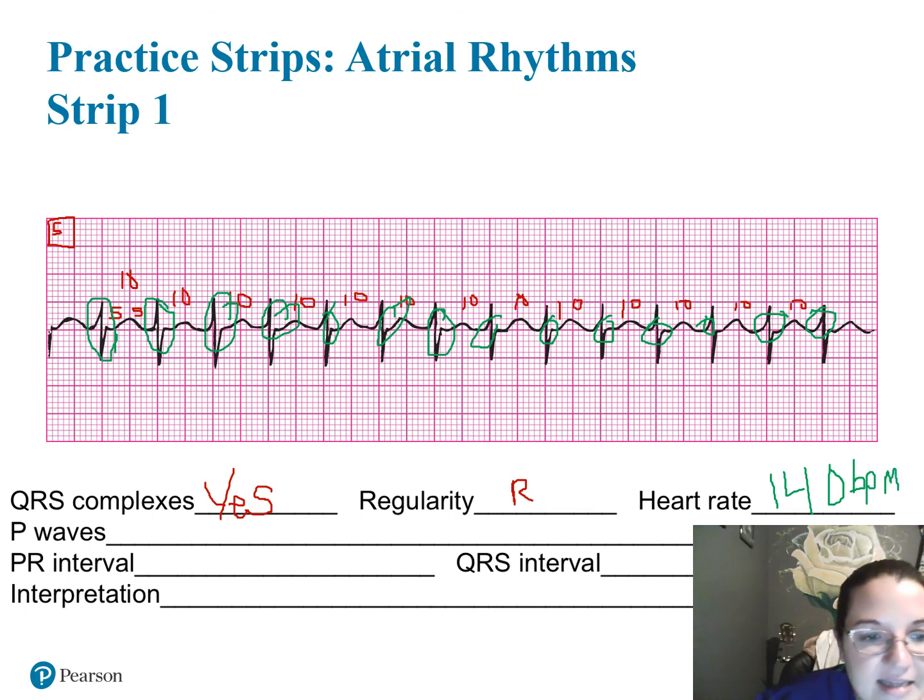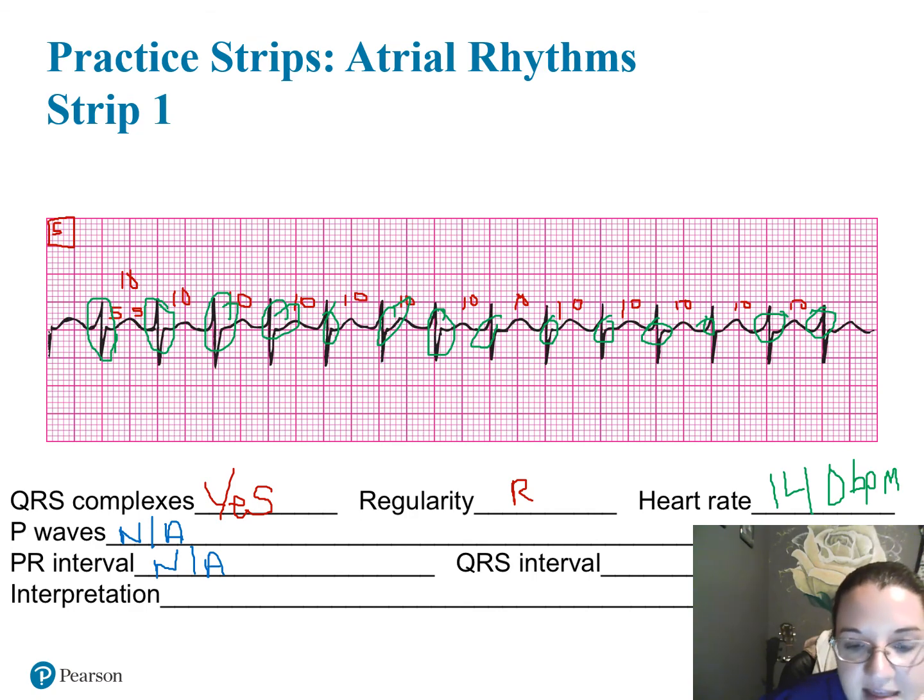Okay? Now, my next question is, do I have P waves? Well, we already know we can't tell if we have P waves, right? We know that we have them. They could be hidden in my T wave. So we're going to put NA. So if I cannot determine my P wave, can I determine my PR interval? No, I cannot. So my PR interval is also going to be not applicable, NA.